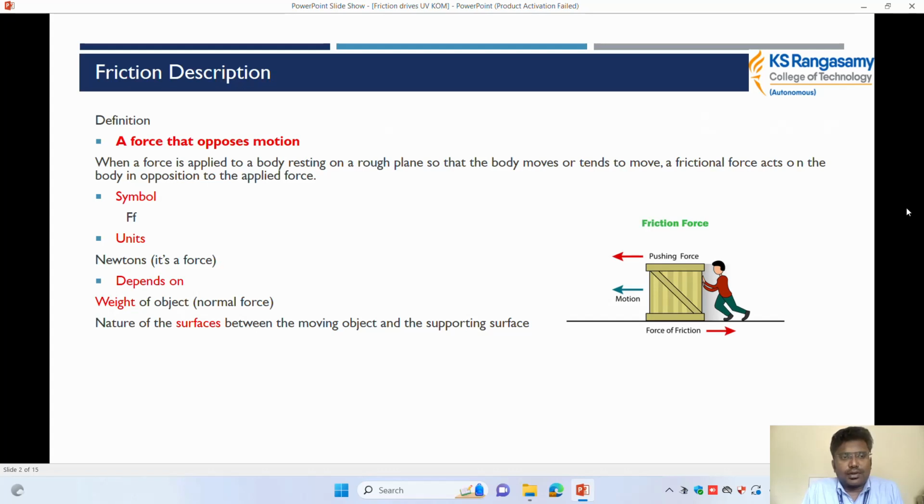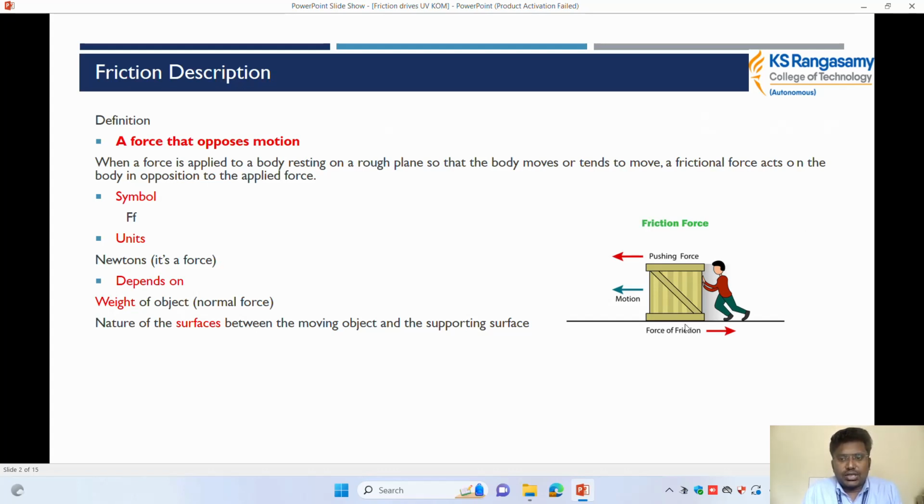First of all, what is the definition of friction? Friction is a force that opposes the motion when a force is applied to a body resting on a rough plate, so that the body moves or tends to move. The frictional force acts on the body in the direction opposite to the applied force.